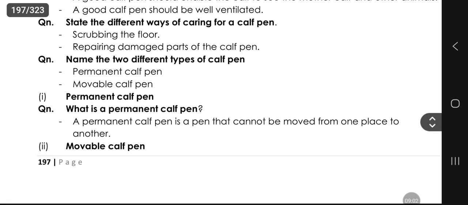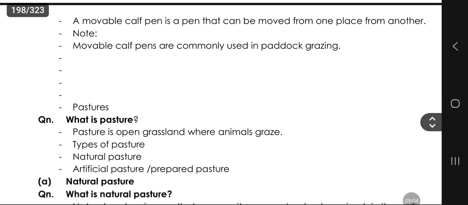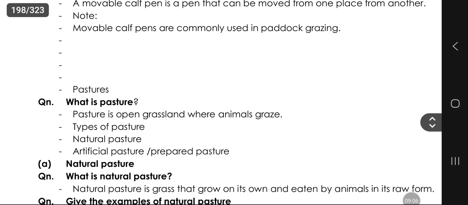Okay. We continue with pasture. Hope by this time in P6 you know what pasture means. Ogwo omuddo ente kwe zikola ki? Kwe zirya. So what is pasture? We are saying pasture is open grassland where animals graze. Ente we zikola ki? We ziriira. Okay? So you have types of pasture.